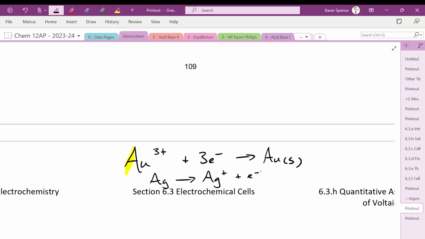Now, if we were going to balance the overall reaction, we would have to put a 3 here, here, and here, but we still have a 1-to-1 ratio between the silver and the electrons. So we have a 1-to-3 gold to electrons, and we have a 1-to-1 silver to electrons. So if you're looking at electrons, you have to be species specific in what you're looking at. Does that make sense? Cool.